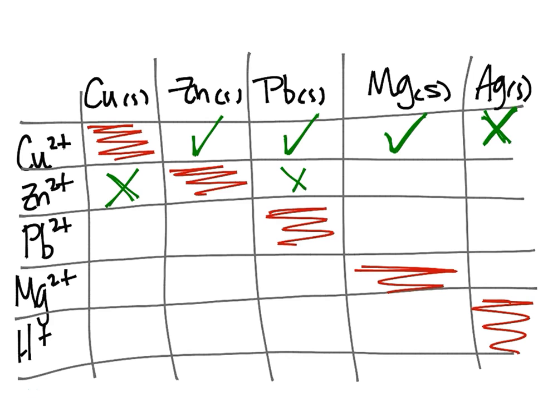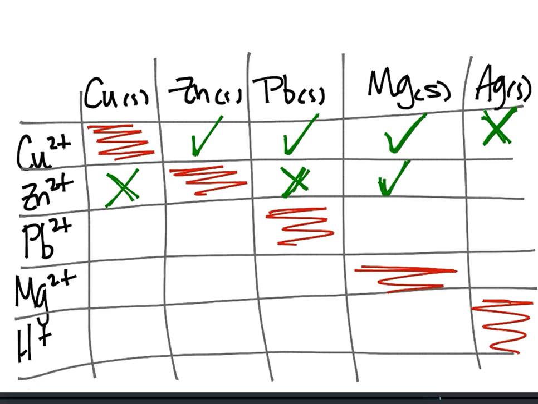Now we'll keep going. Lead does not react with zinc ion, but magnesium does react with zinc ion. We don't know about silver. We could guess that it does not because it doesn't even react with copper. Now, again, we have an X here, copper solid and lead ion. We already knew this should be an X because this one is a check, right? So the presence of this check mark means this is definitely going to be an X. This is the forward reaction. The reverse reaction would not occur.